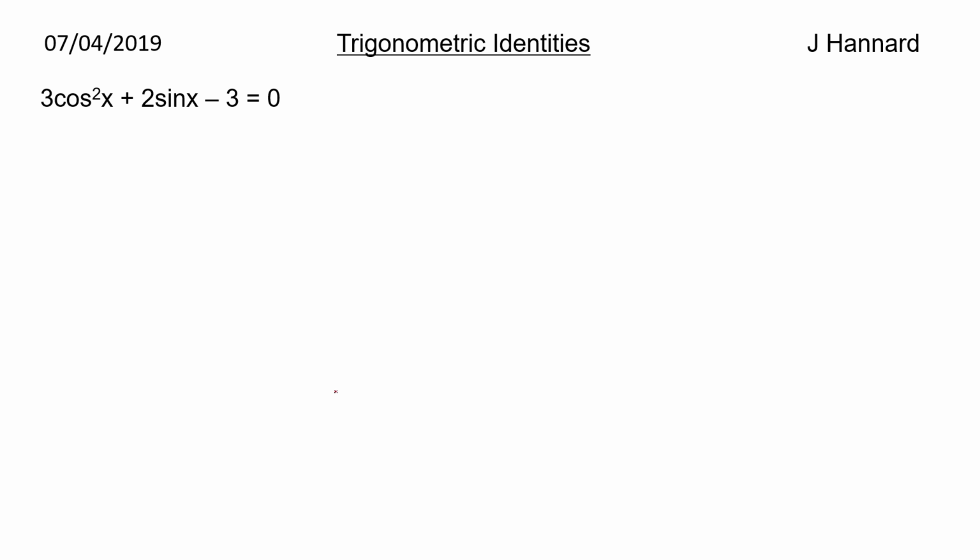And finally, this is the promised hardest question you can be asked at this level. But even then, I would say this is possibly a little bit unlikely. But we'll see. So we've got 3 cos squared x plus 2 sine x minus 3 equals 0. So we can't have two bits of different trigonometry. We've got to somehow weasel one or the other into there.